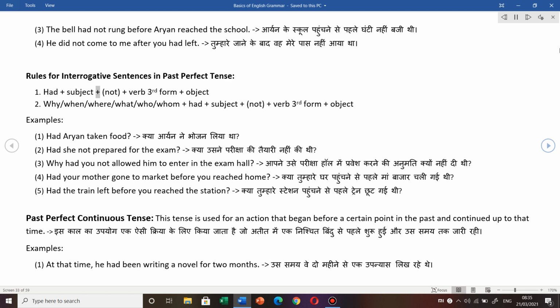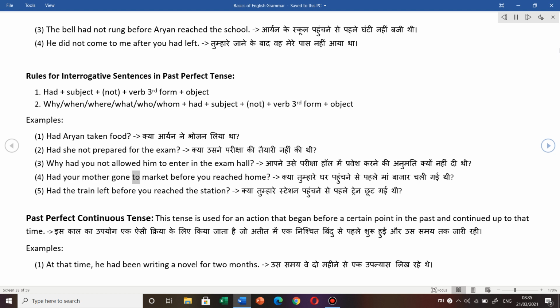Had plus subject plus not plus verb third form plus object. Why, when, where, what, who, whom plus had plus subject plus not plus verb third form plus object. Examples. Had Aryan taken food? Had she not prepared for the exam? Why had you not allowed him to enter the exam hall?